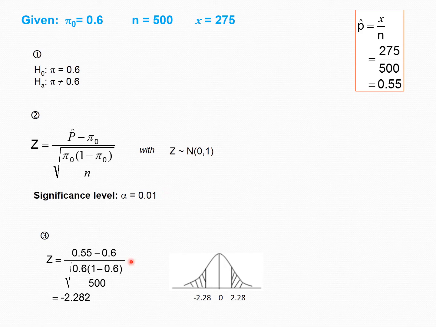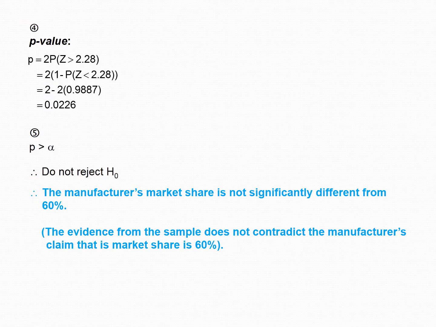Then we can substitute our values into our test statistics formula to determine the Z value, and that will amount to negative 2.282. Since we are testing a two-sided alternative hypothesis, we will determine the p-value in step 4 as the probability that Z is less than negative 2.28 plus the probability that Z is more than 2.28. Our p-value will then be 2 times the probability that Z is greater than 2.28, or you could have said 2 times the probability that Z is less than negative 2.28.